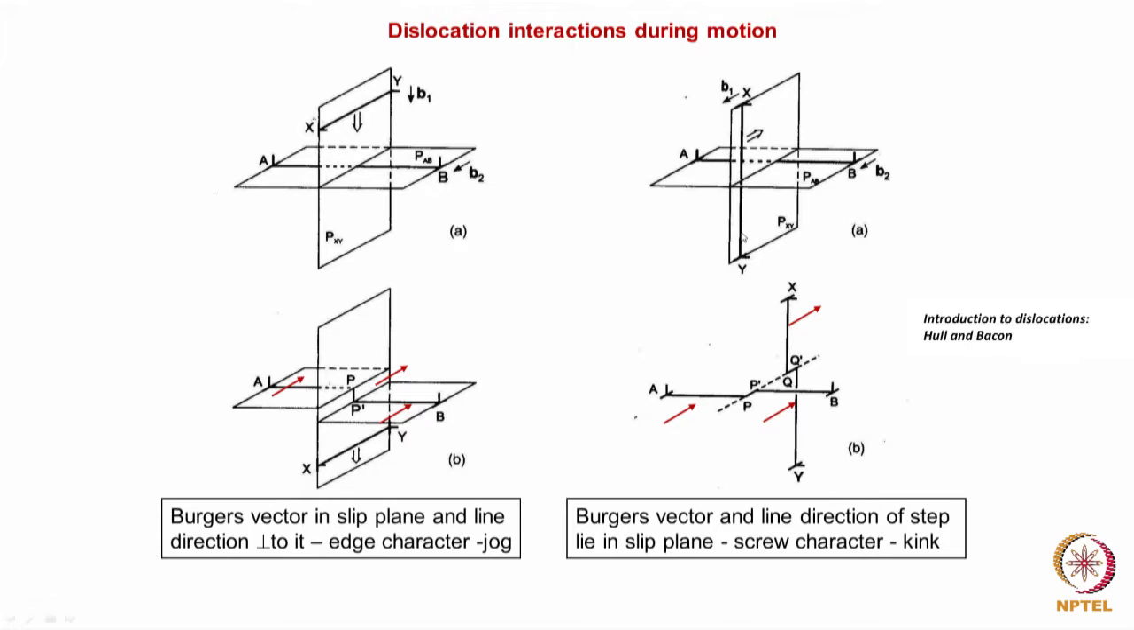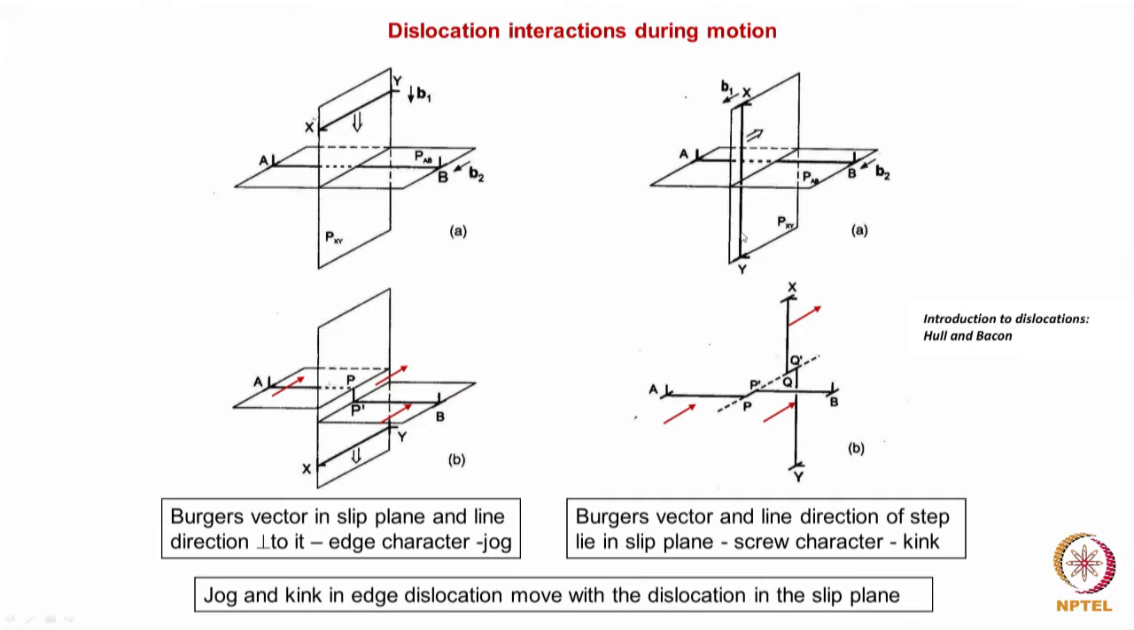So, they have screw character and they are kinks. And since they are all lying in the same slip plane, if you apply a stress, they will move easily. So, that means that whether a jog or a kink is created in an edge dislocation, under the application of a stress they are able to move easily.